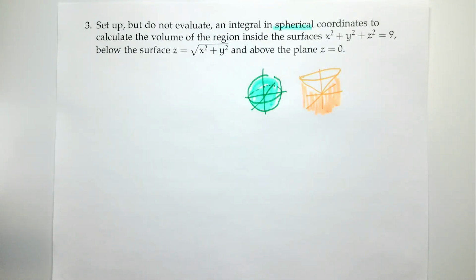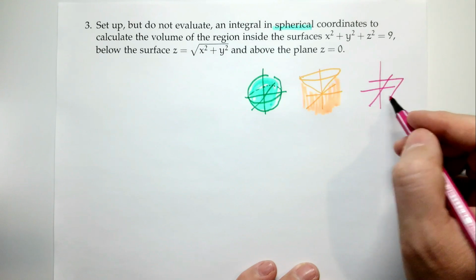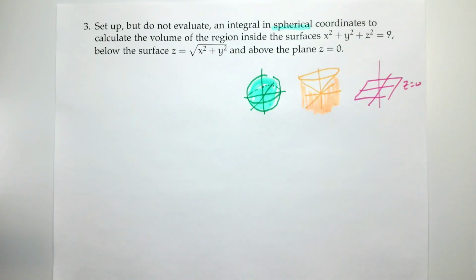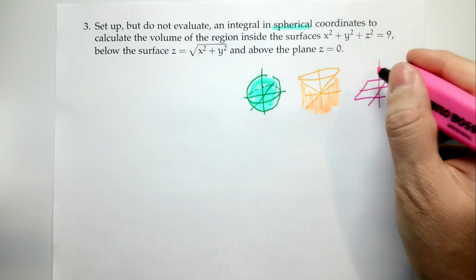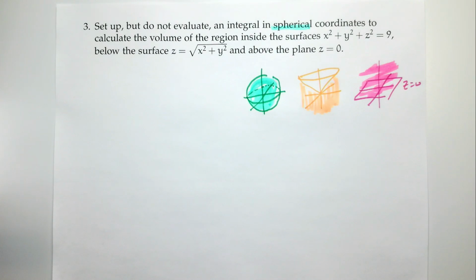And the last thing we want to do is be above the plane z equals 0. Now z equals 0, what's that? Well, that is the xy plane. This is z equals 0. And so we want to be above it. So that says we're up here. We're above z equals 0.